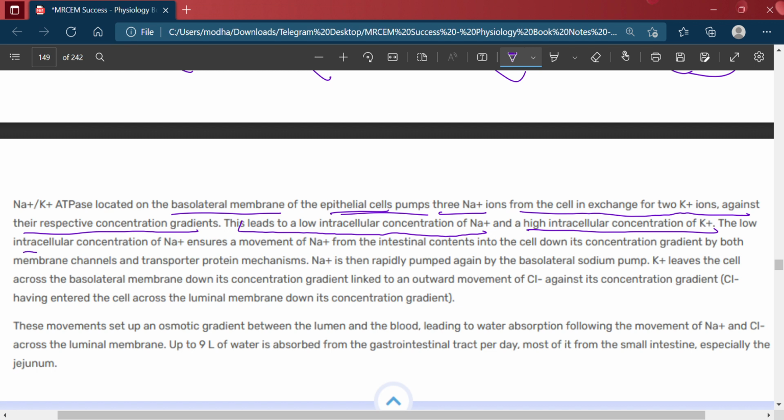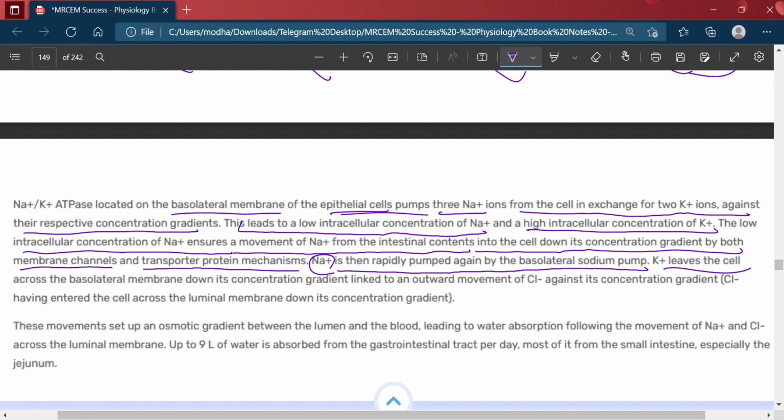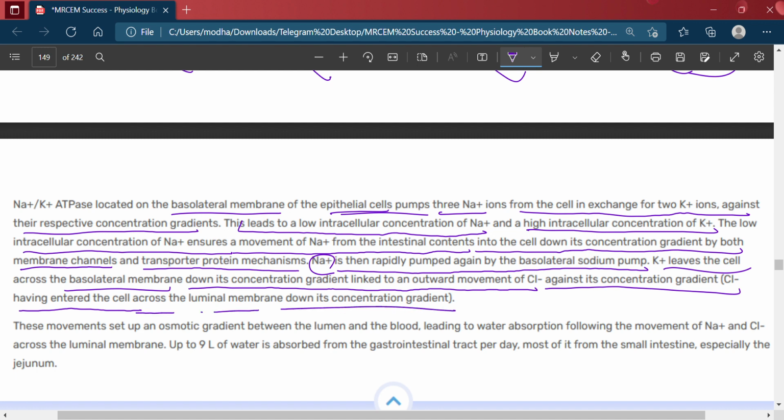The low intracellular concentration of sodium ensures the movement of sodium from the intestinal contents into the cell down its concentration gradient, by both membrane channel and transporter protein mechanisms. Sodium is then rapidly pumped out again by the basolateral sodium pump. Potassium leaves the cell across the basolateral membrane down its concentration gradient, linked to an outward movement of chloride against its concentration gradient, having entered the cell across the luminal membrane down its concentration gradient.